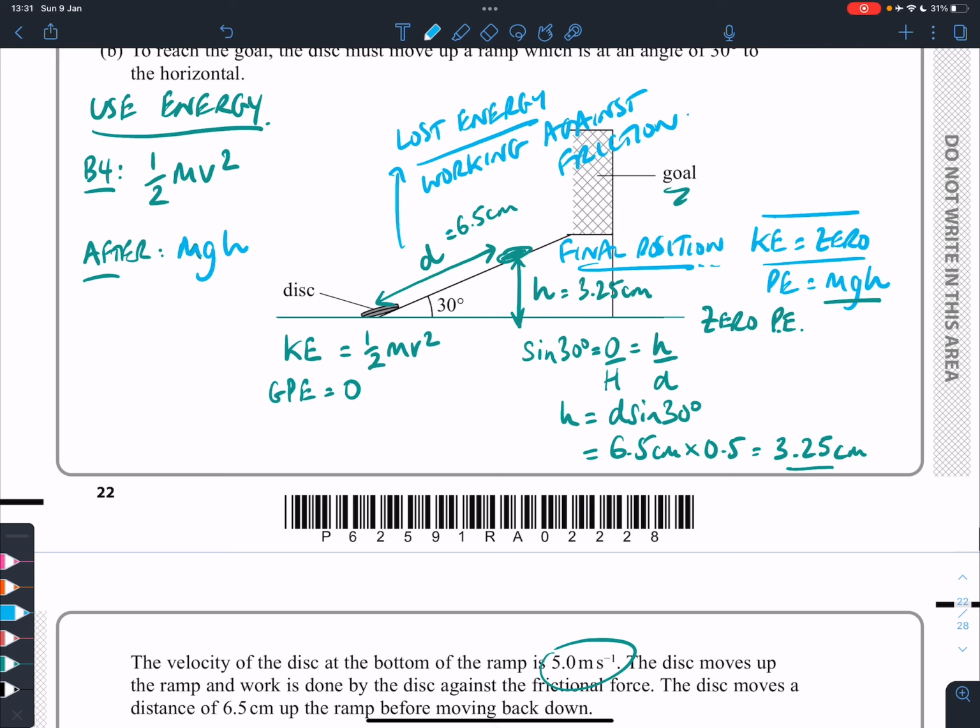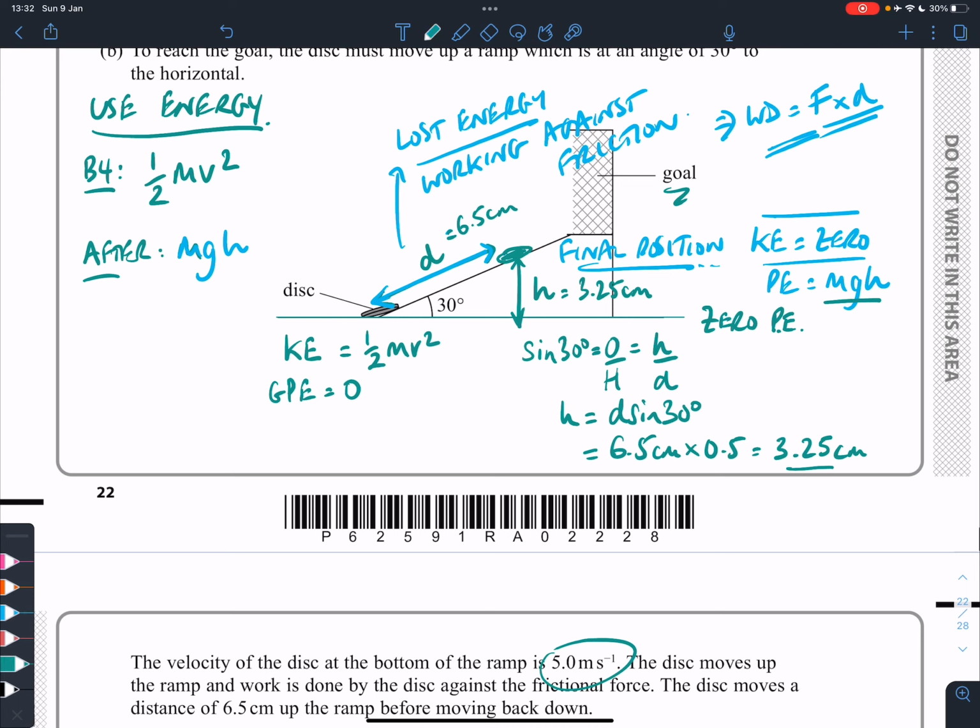Now what we should know about work done by a force against friction, against anything, is that the work done is equal to the force times distance. Now we know the distance because it's the distance up the slope. And so the frictional force is equal to, well, let's leave it as the work done, the lost energy is equal to the frictional force times the distance. So what you have is this situation. The energy that initially was kinetic energy has converted into potential energy, but some of it has been lost working against friction. So what you end up with is this.